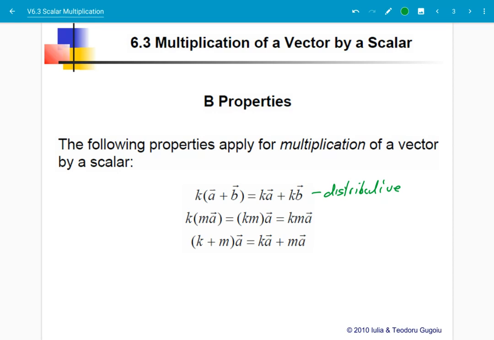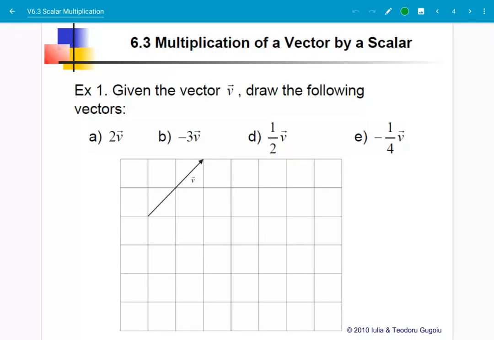This is commutative for scalar multiplication. And the last one's distributive again, but this time vector multiplication is distributive over scalar addition. Okay. Why is this important? It allows you to do a lot of vector algebra with vectors. We're going to see some examples in a bit.